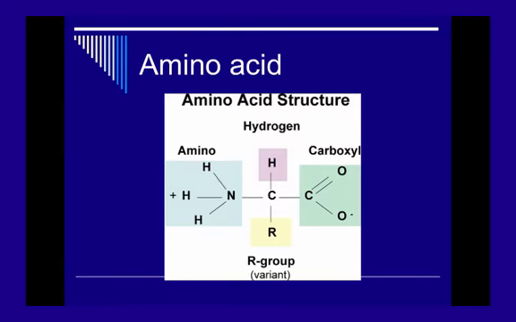The R group, R is not an element, but R is actually what changes. There are a number of different amino acids, and each one of them has a different molecule or group of molecules attached at that point. That's what makes each amino acid different.